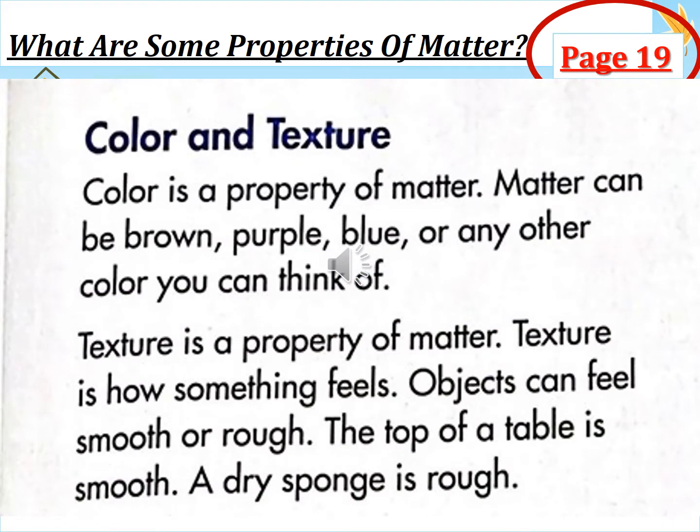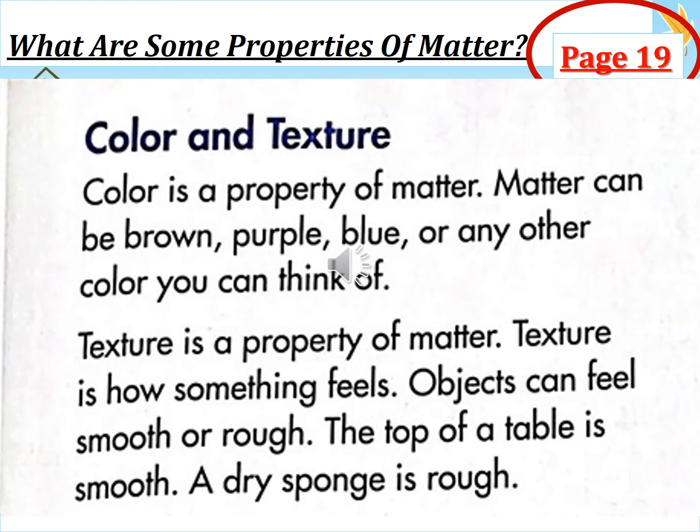Let's proceed. Okay, on page 19, you have color and texture. Color is a property also of matter. This is the second one. Matter can be brown, purple, blue, or any other color you can think of. You could have the combination of the basic colors.